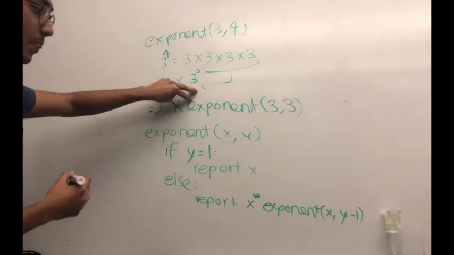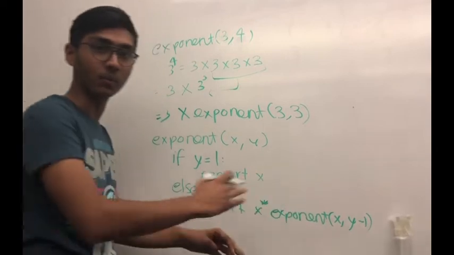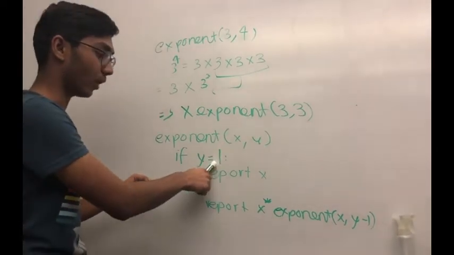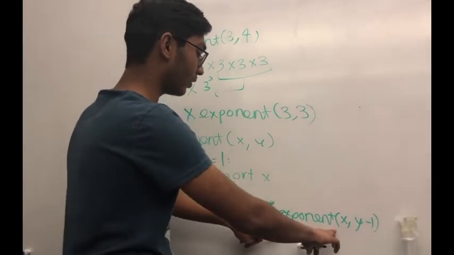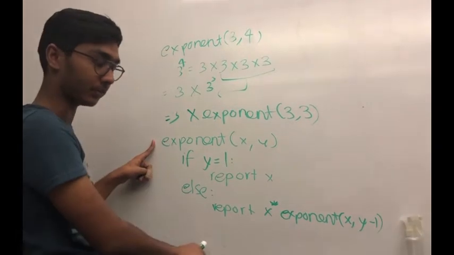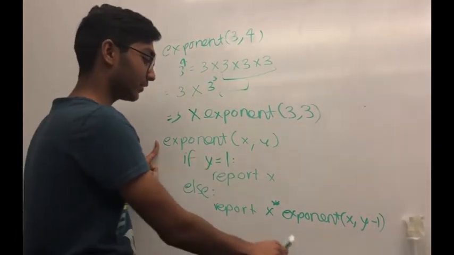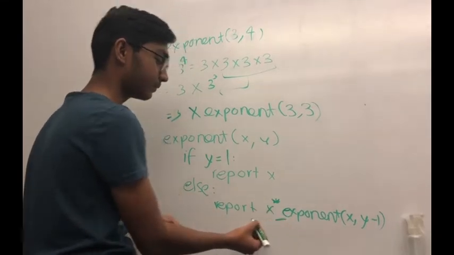And we are done. So here we are dividing the problem into smaller parts by reducing the value of y each time until it reaches 1. Then we are invoking the recursive call by calling exponent inside the function definition right here. And then we are combining it using this sign right here.